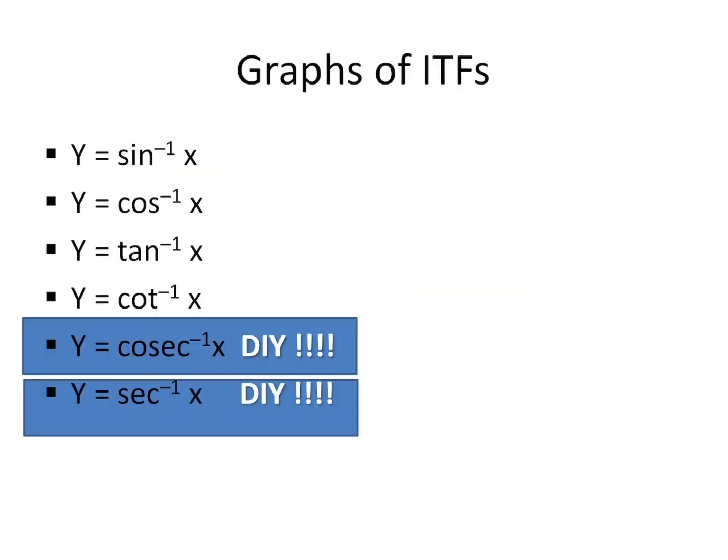Please try the same trick for cosec inverse x and sec inverse x also. All you have to do is start from the base graph of cosec x and sec x and then rotate and flip. I am going to give you the base graph. Please try yourself.